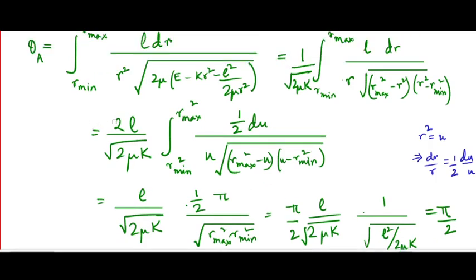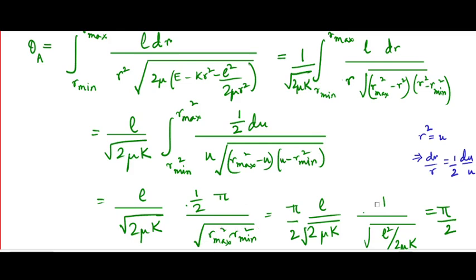I just realized that I had written a 2 by mistake here, which of course has not been carried out to the next step. So all's fine. You get half pi L over root 2 mu k and 1 over square root of r max square r min square.